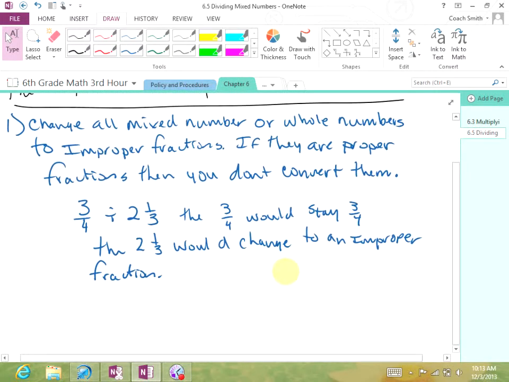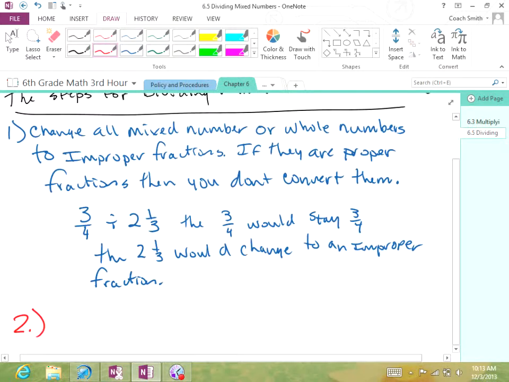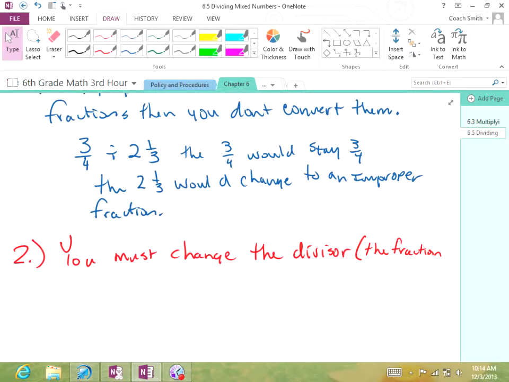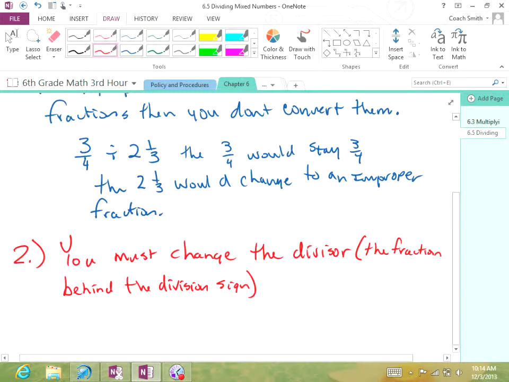Step 2 is where there is a difference. Step 2 in multiplication was we did the Jimmy Neutron, we cross-canceled that. Step 2 in dividing mixed numbers or fractions is this: you must change the divisor, once again the fraction behind the division sign, to the reciprocal. Now, I'm going to cover reciprocal in a second. For right now, just write it down.